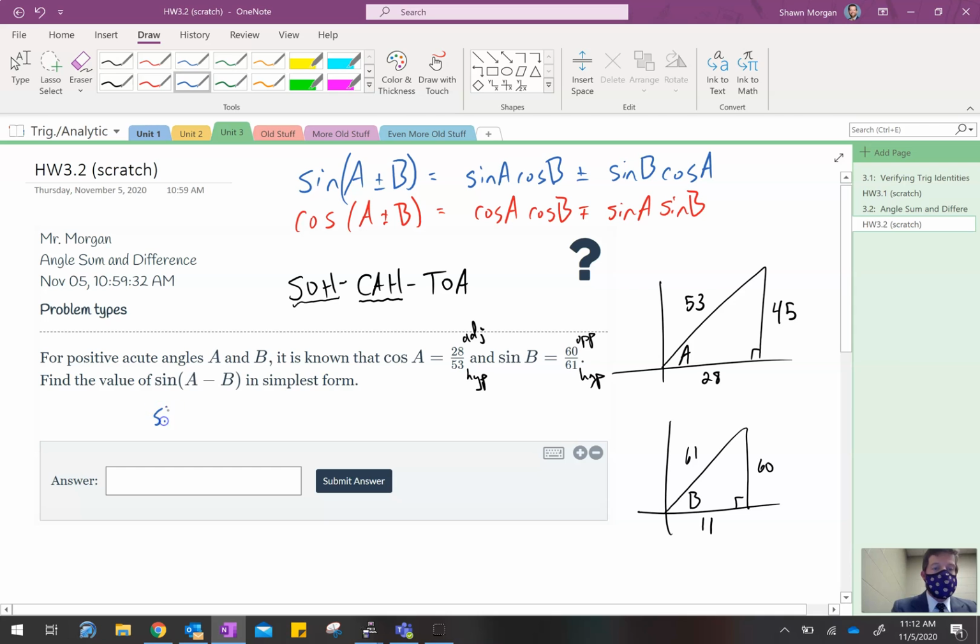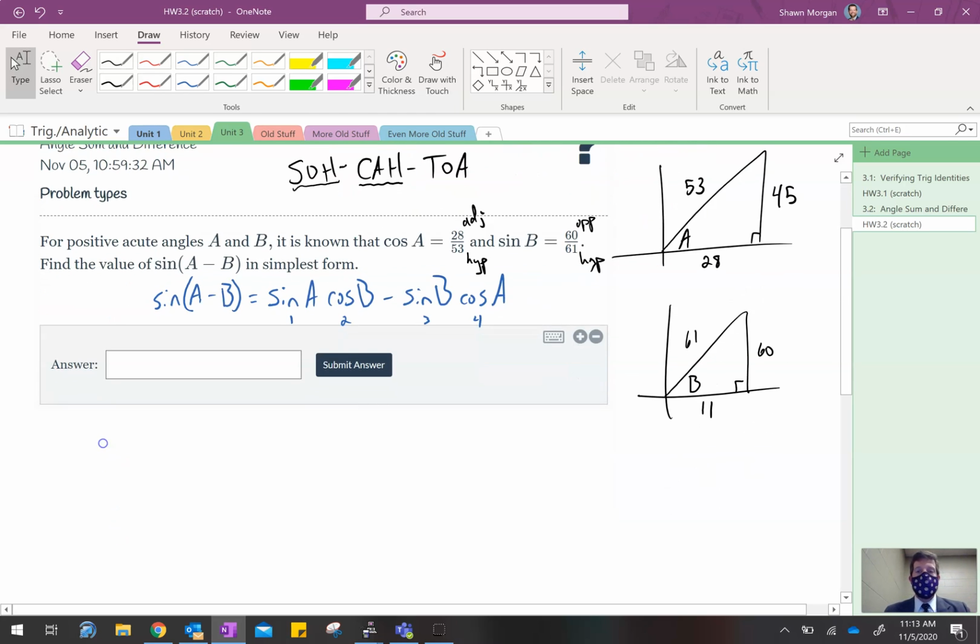So we've got the sine of A minus B, okay? So from my formula, I know that's going to be the sine of A and the cosine of B minus the sine of B and the cosine of A. And so of those four parameters, with my pictures, I now know all four of those parameters. Let's pull it down here and look at our pictures.